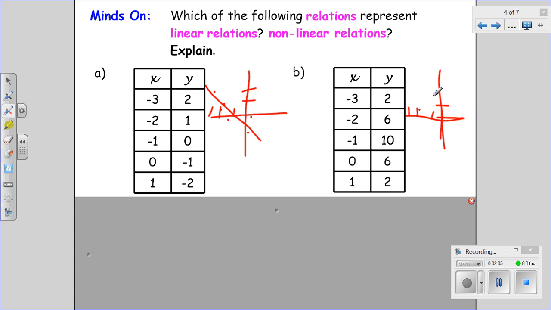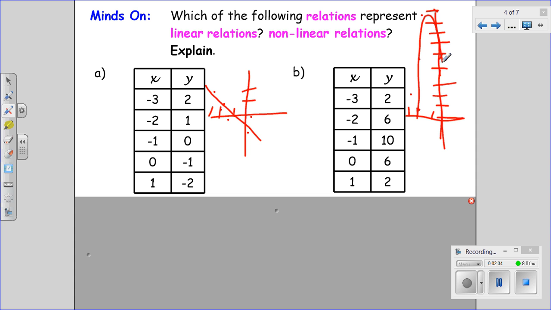So -3, 2, sorry guys, this is just a rough sketch. -2, 6 goes up there, -1, 10. I go up there, and then I have 0, 6. Wait a minute. My points are coming back down again. So I went up, and then I started to come down. It's nonlinear.